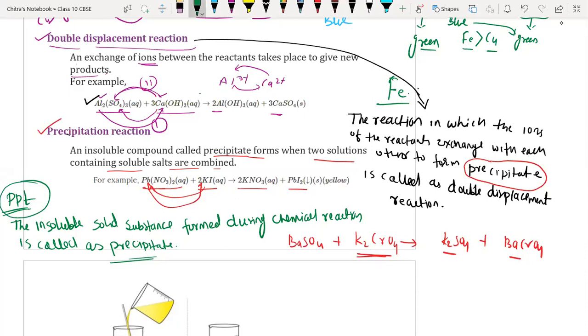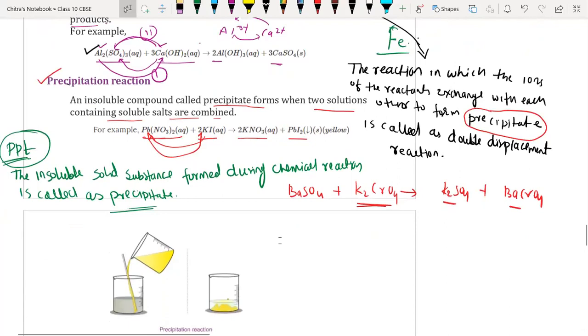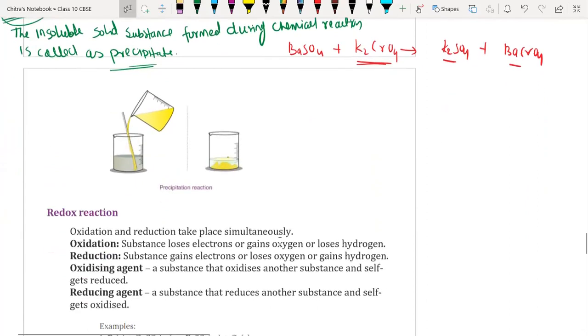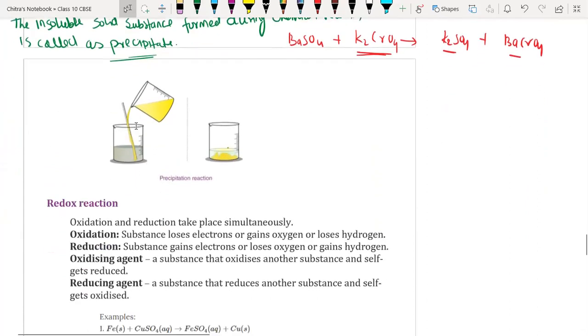Understood? You can take a screenshot now. Done? Okay. See here, these are two different substances and their aqueous solutions when they mix together. Here this yellow substance is PPT, because it is not going to dissolve in the solution. That's why it appears in a solid form, and it is precipitate. Understood?